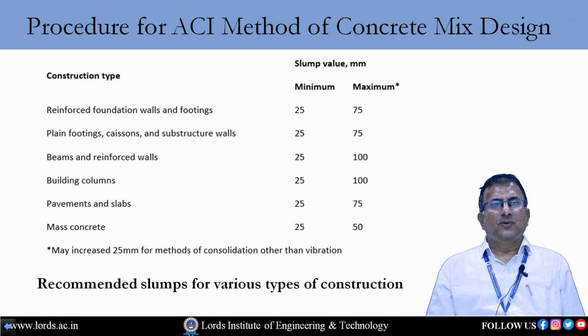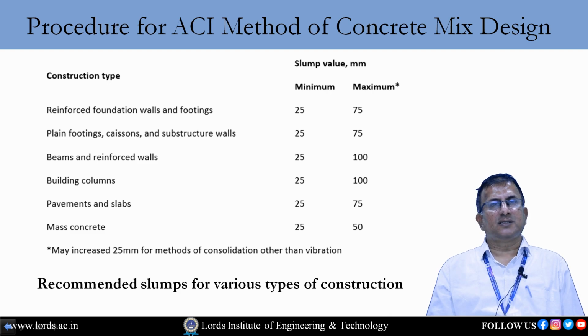Suppose for reinforced foundation walls and footings, the minimum slump that we should consider for the design is 25 millimeters and the maximum slump is 75 millimeters. For plain footings, caissons and substructure walls, the slump values we should take are 25 minimum, 75 maximum. Beams and reinforced walls 25 and 100, building columns 25 and 100, pavements and slabs 25 and 75.